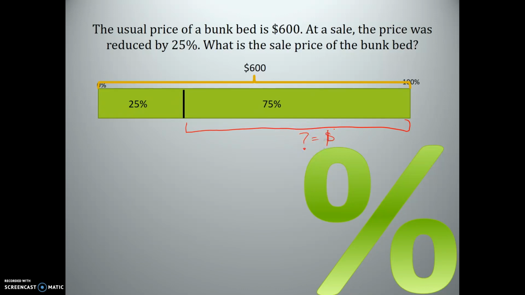Okay, so we're going to find 75% of $600. Not hard, right, guys? I think everybody can do this. Oh, look at all those beautiful zeros that get to cancel out. So then we just have 75 times 6. And that's going to give us $450. That was a good deal.